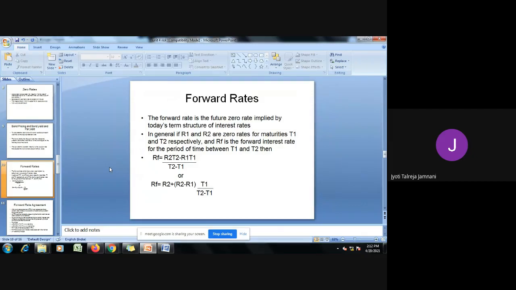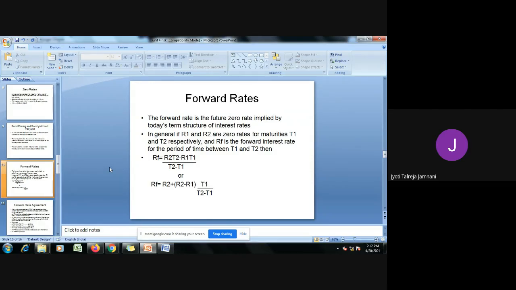What is the forward rate? The forward rate is the future zero rates. What would be the future interest rate if we find? We call it future zero rate. Okay, implied by today's term structure of interest rate. So whatever is the rate today, depending on that, we are finding the future rate, that is called forward rates. To calculate the forward rates, this is the formula.